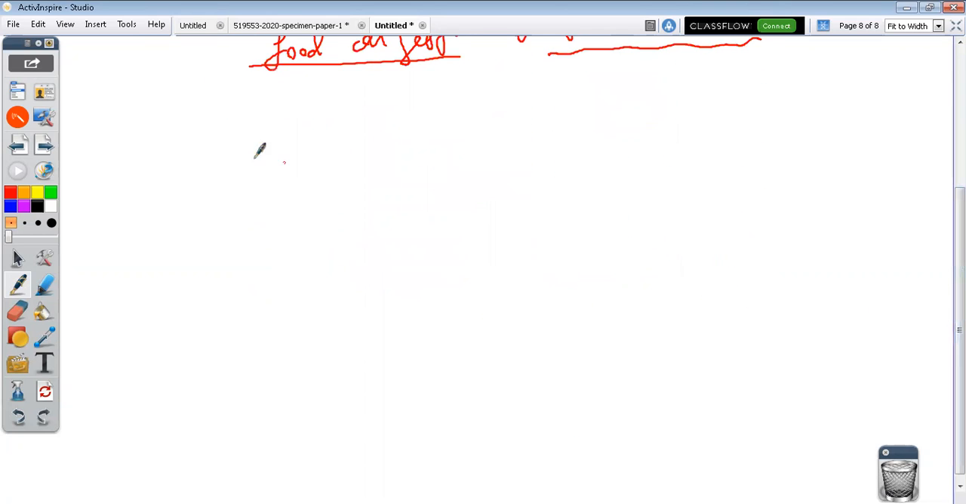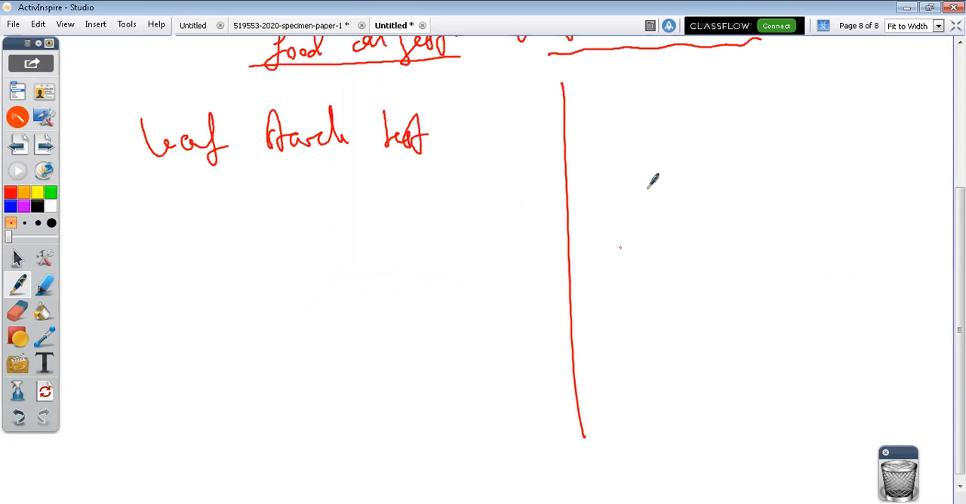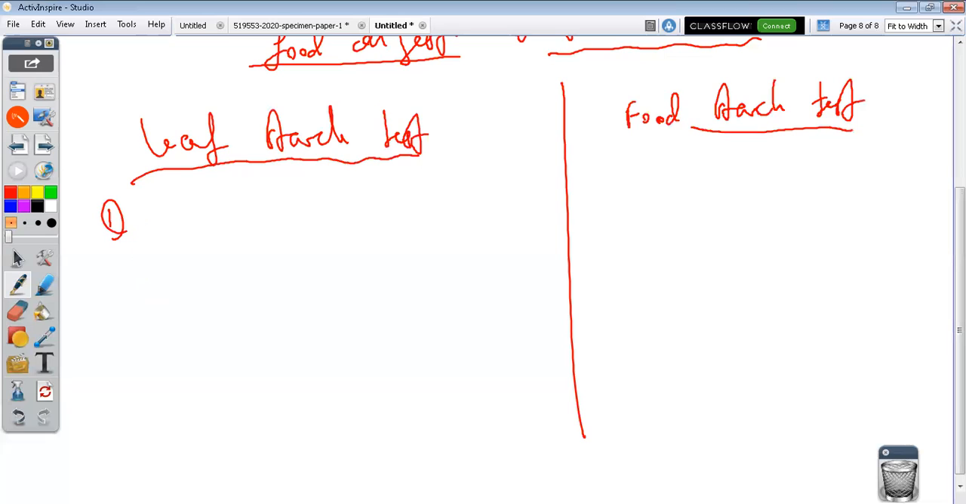We need to be able to know the difference between them. Okay, let's just do them together here. Here we talk of a leaf starch test, and here a food starch test. Now, if it's a leaf starch test, what do I do quickly? What's the first thing you do in a lab when you want to test a leaf for starch? You boil the leaf in a test tube with water.